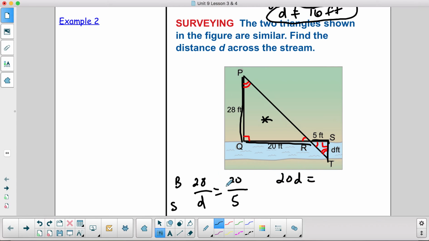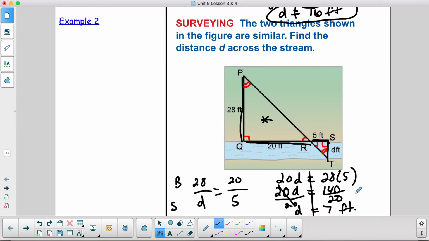20D is equal to 28 times 5. 28 times 5 is equal to 140. And so now we're simply going to divide both sides. Oh, I forgot to draw my own line. Divide by 20, and I get D is equal to 7 feet across the stream.